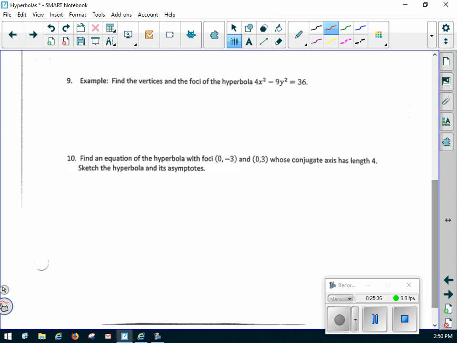Let's go down here to example 9. Now we're going to work this one, and then we're actually going to draw it. That's why I gave you the rulers. So let's look at number 9. Find the vertices and the foci of that hyperbola. Look at the form it's in. It's certainly not in a good form for us, is it? What do we need an ellipse and a hyperbola to equal in the equation? 1. How do we make that equal 1? Good. If you divide every term by 36, what are you going to get?